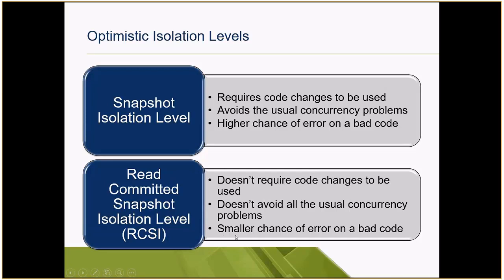But there is a smaller chance of error on a bad code. The snapshot isolation level has a higher chance of error on a bad code. The read committed snapshot has a smaller chance. But it still has a chance that an error will happen. An error that is on production but never happened before can start to happen. Let's talk more about this, and I'll show some demonstrations.